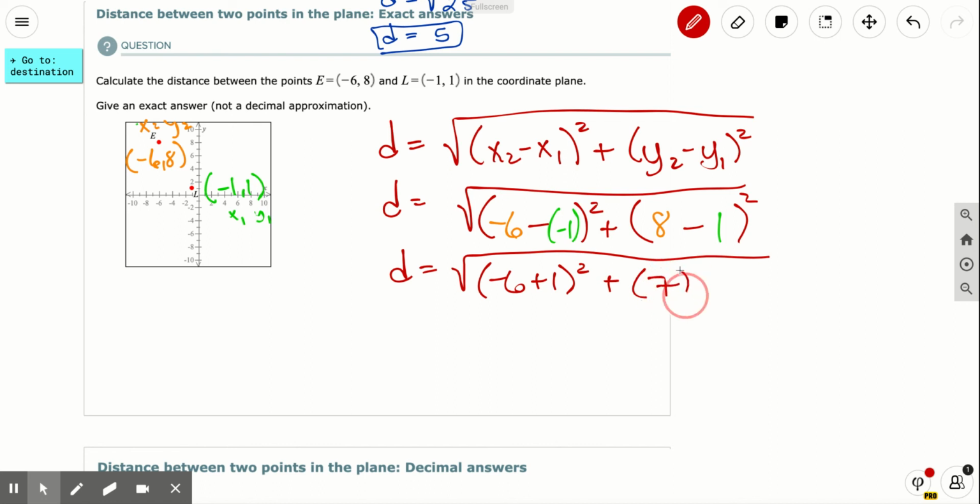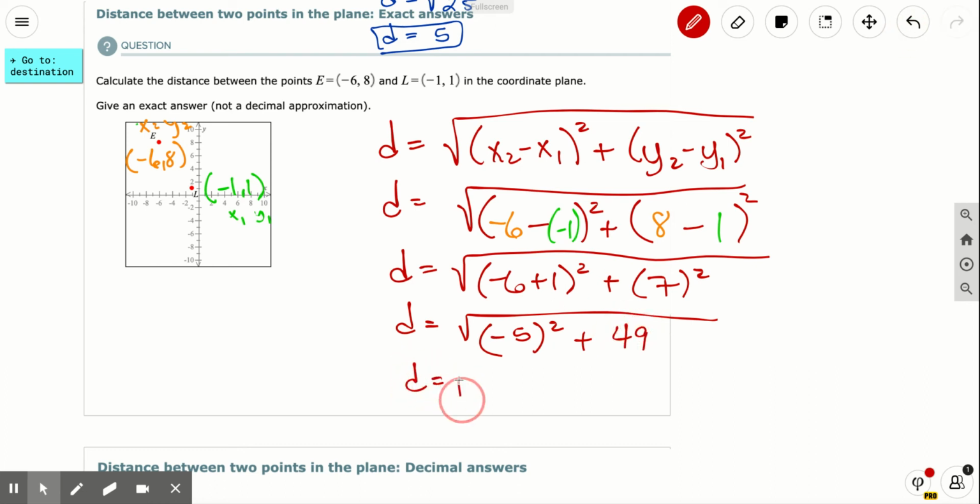And this is going to be 7. Okay, negative 6 plus 1 is going to become negative 5 squared. I need to keep it in parentheses or else it's not the right problem. This one I can take out because it's positive. Actually, let me just figure that out. 7 squared is 49. D is equal to the square root of negative 5 squared, which is 25, plus 49.